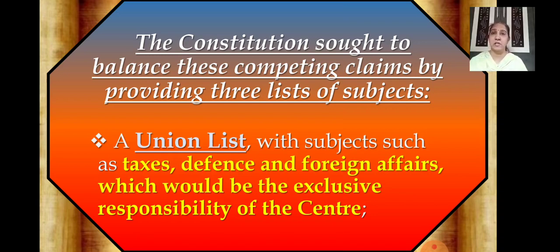First was a union list. What is the union list? Union means it is connected to the center, right? With subjects such as taxes, defense and foreign affairs, which would be the exclusive responsibility of the center. This is what was given in the union list. That means the taxes, defense and the foreign affairs, all these matters would be exclusively seen by the center only. It will be only the responsibility of the center to look after all these subjects, all these matters that are provided in the union list.